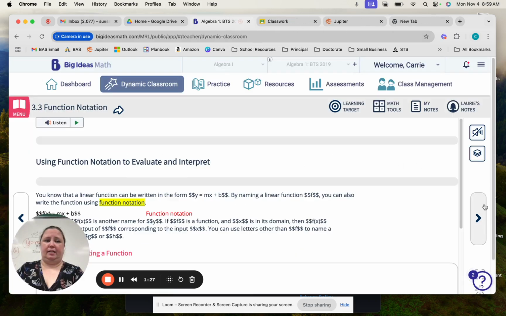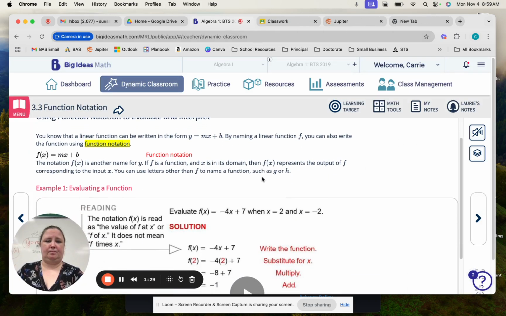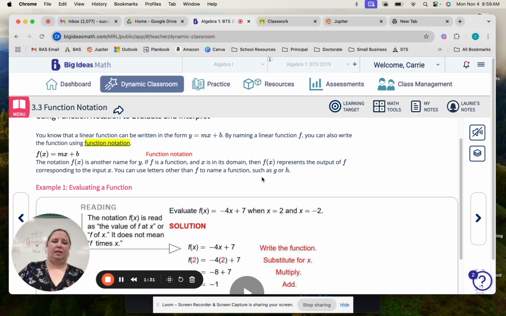So let's go look at... So you know that a linear function can be written in our slope-intercept form, correct? What is slope-intercept form? Y equals mx plus b. Very good. And all they did was change the y to f of x. You're going to eventually see g of x or all kinds of other ways that they label it.